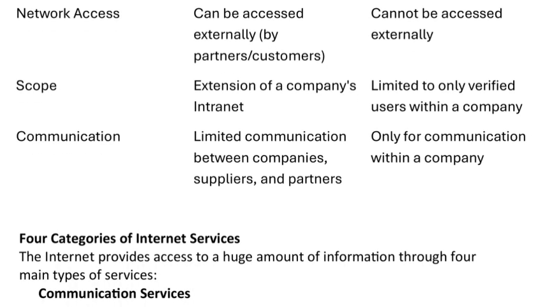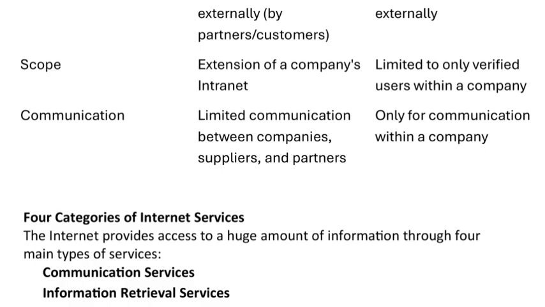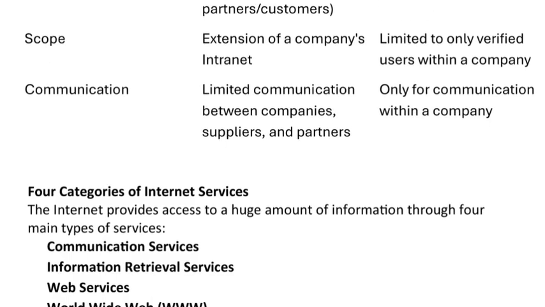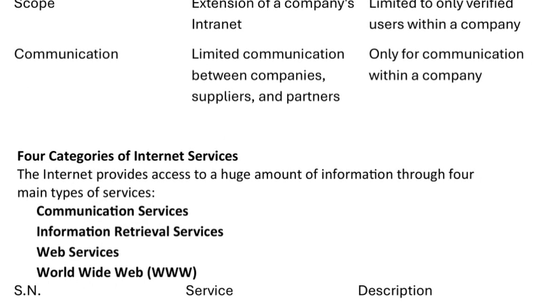Feature: extranet - network can be accessed externally, by partners and customers; intranet - cannot be accessed externally. Scope: extranet is an extension of a company's intranet; intranet is limited to only verified users within a company. Communication: extranet allows communication between companies, suppliers, and partners; intranet is only for communication within a company.